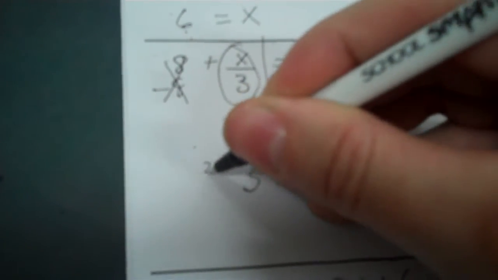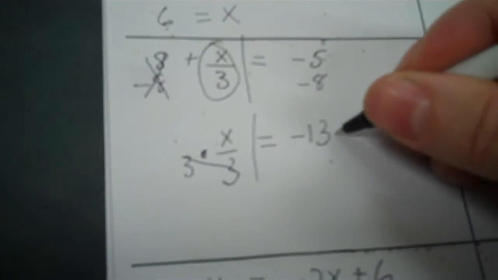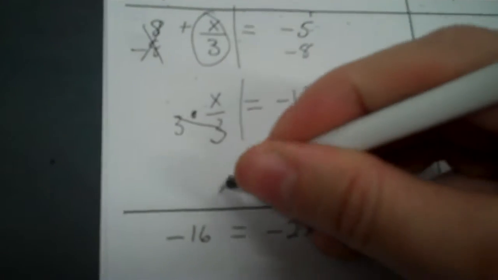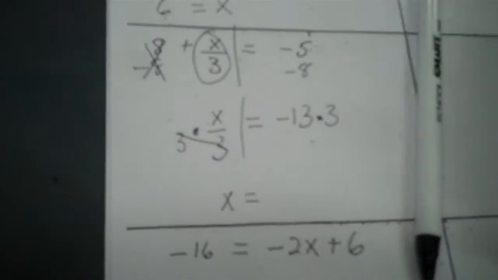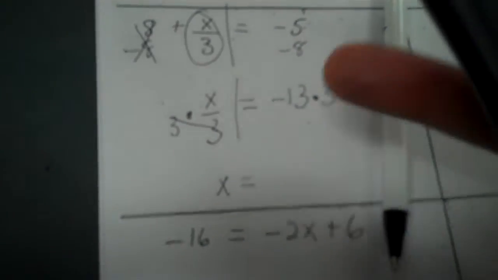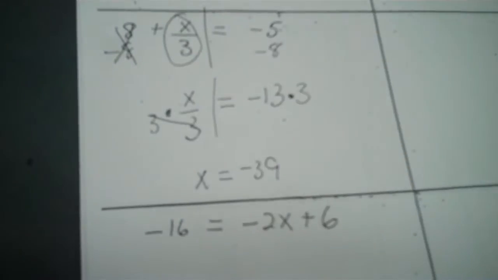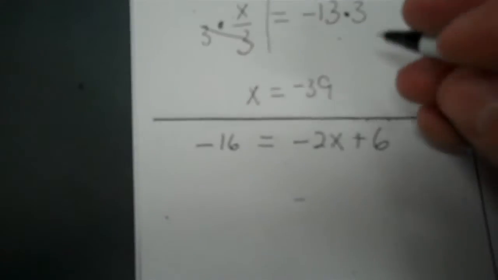Okay, then the only thing that's happening to x is it's being divided, so I do the opposite of divide, which is times 3. And then I multiply the other number by 3, and then x is by itself. Okay, so nothing's happening to x now, I just need to find what negative 13 times 3 is. So negative 39. And that's your answer for x. Okay, next problem.